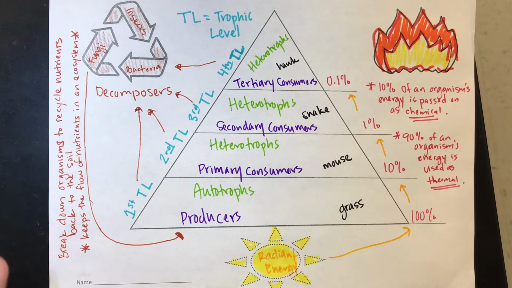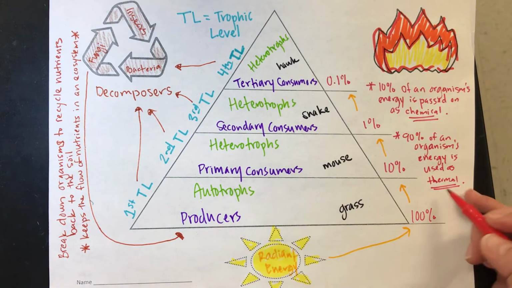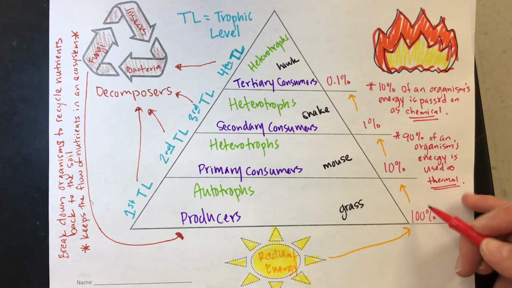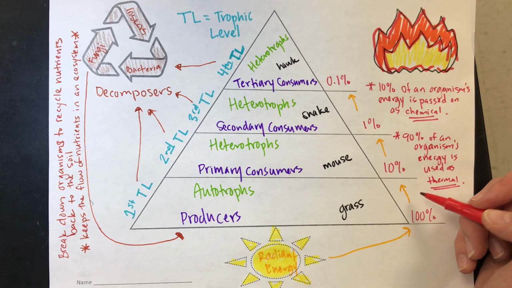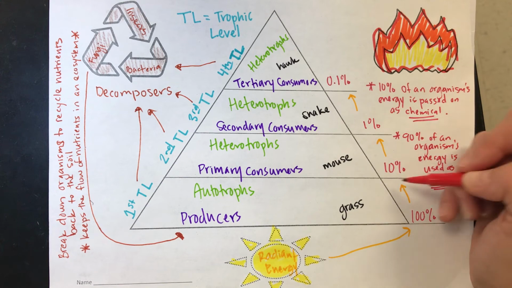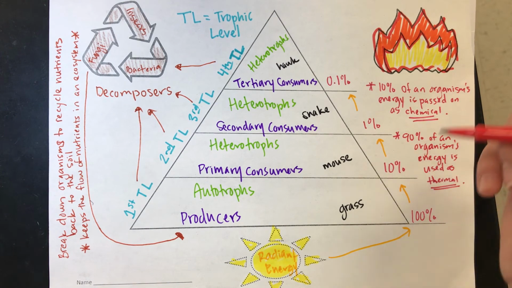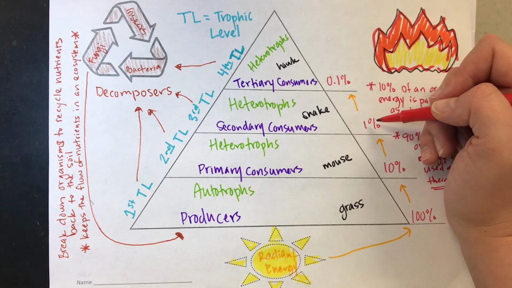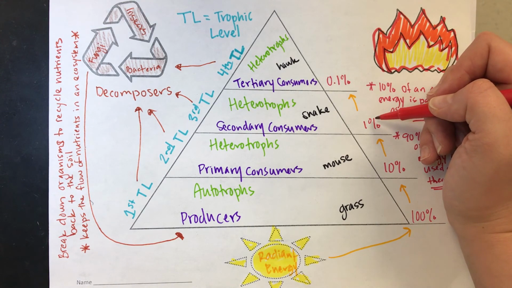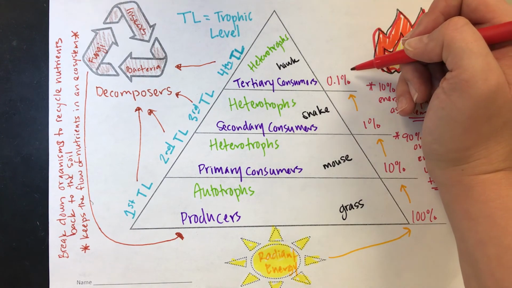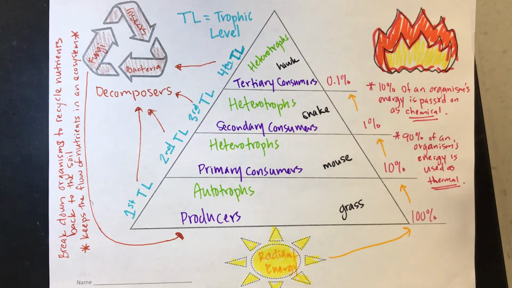And that might sound like, whoa, that's a lot of numbers going around. So let's break this down again. Radiant energy, our producers get 100% of their energy from radiant. They will pass on 10% of that energy to our primary consumers as stored chemical energy. The primary consumers pass on 1% of that energy to the secondary consumers, and then the secondary consumers pass on 0.1% of that energy to the tertiary consumers.